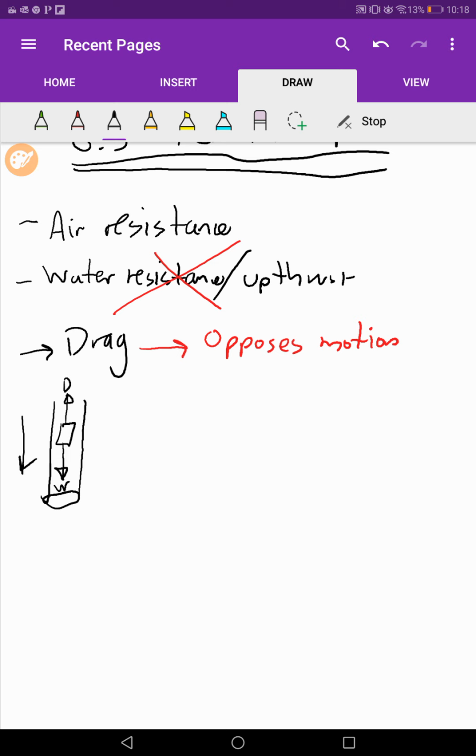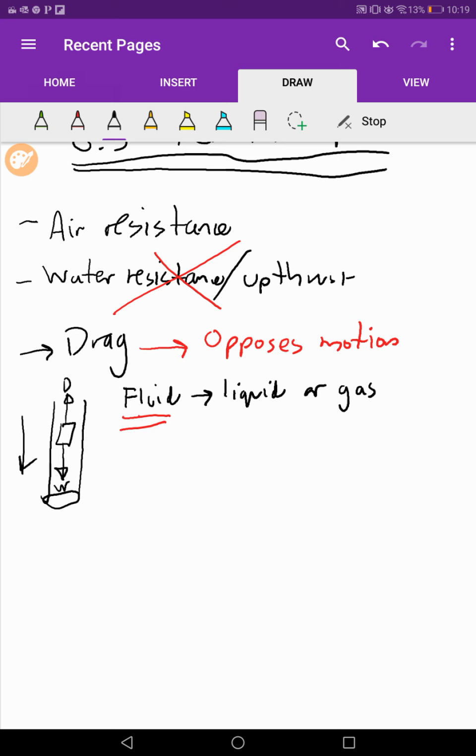Now, in water, because water is quite a dense fluid. Now, a fluid is either a liquid or a gas. If I use that word, a fluid is either a liquid or a gas. Essentially, objects can flow through fluids.